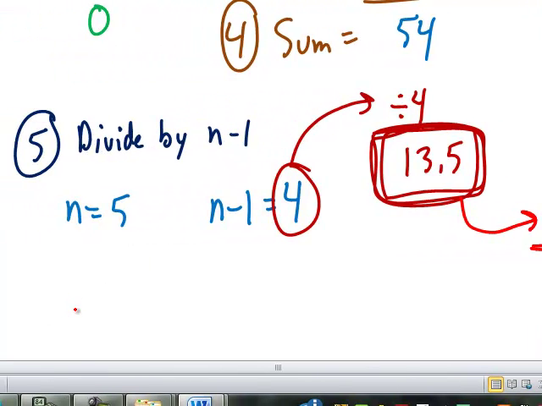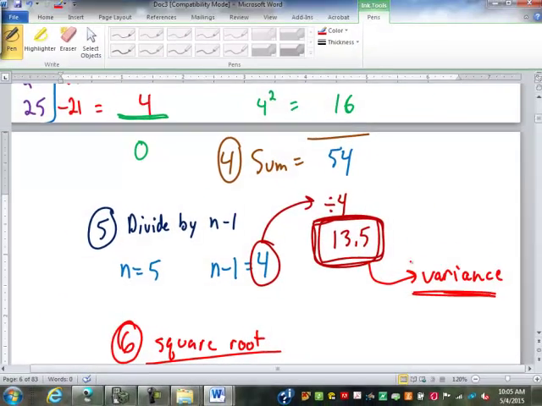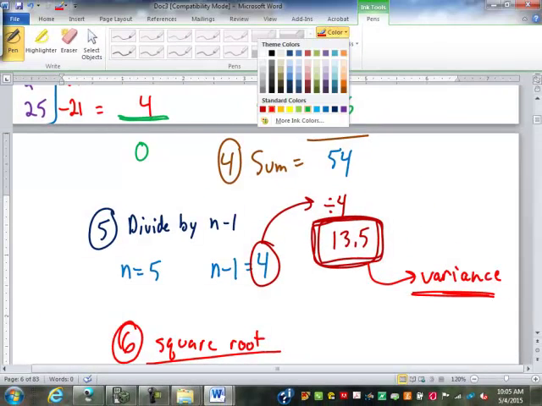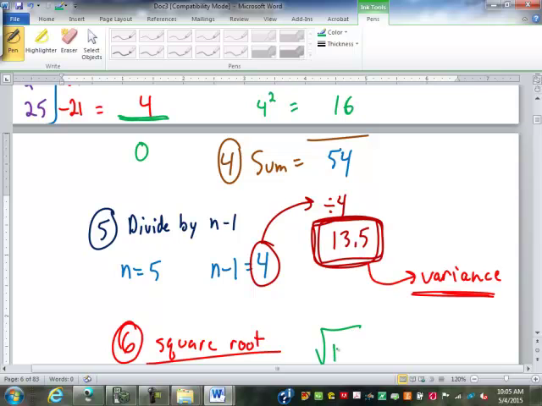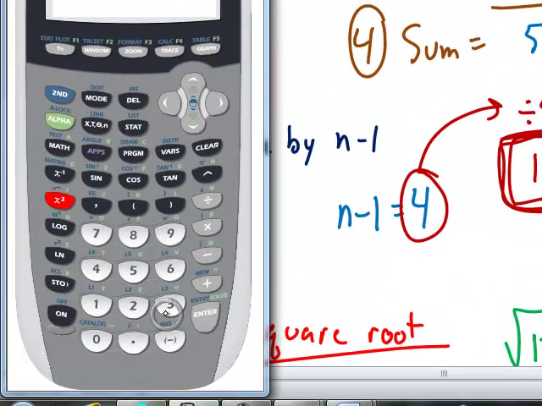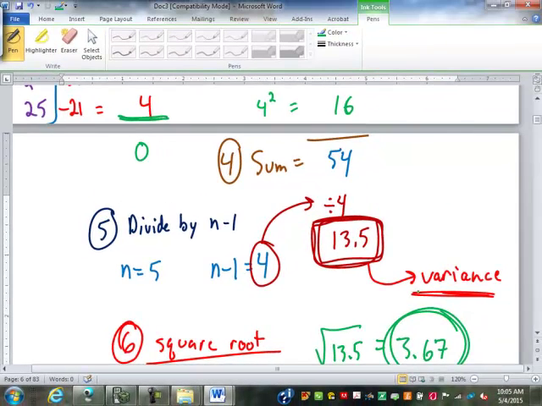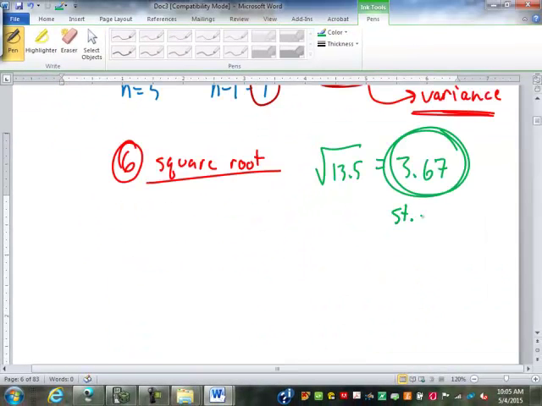And to do standard deviation, you need one more step, step 6, which is square root. Square root is this thing. The square root of 13.5 is going to be 3.67. That is the standard deviation.